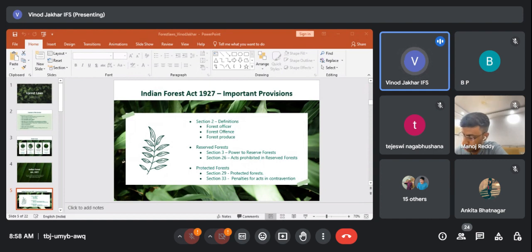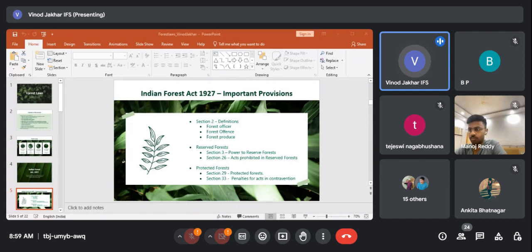This definition is important because in the subsequent sections of penalties and offenses, there would be sections that the forest officer can do this, can seize the vehicle. So who can seize? Who has the power? Ranger and above, ACF and above. So in some of the sections, it is any forest officer. So even the watcher or the guard can also file a case against a person who is violating the law. So this is about forest officer.